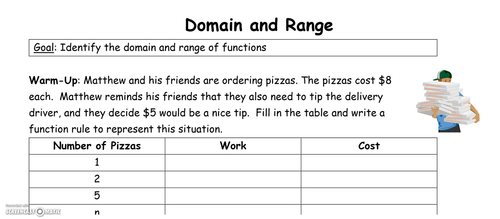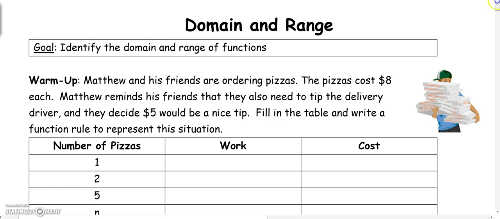Matthew and his friends are ordering pizza. The pizza costs $8 each. Matthew reminds his friends that they also need to tip the delivery driver, and they decide $5 would be a nice tip. Fill in the table and write a function rule to represent this situation.